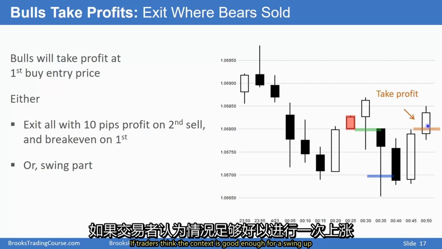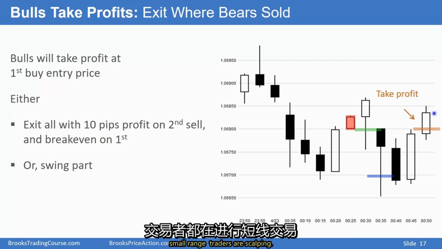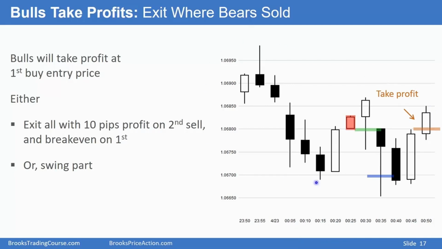So that's a profit-taking area. If traders think the context is good enough for a swing up, they might swing part. But in general, with small bars, prominent tails, and a small range, traders are scalping.